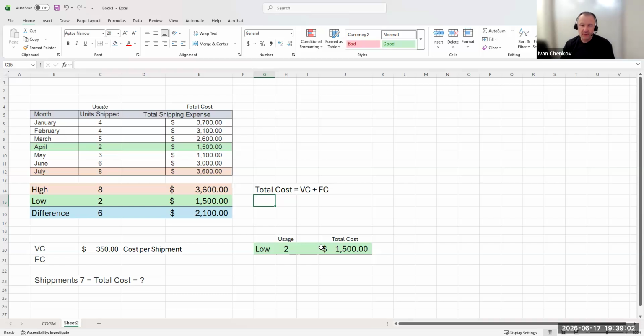What else do I know? I know that the fixed cost in total stays the same. Variable cost in total changes. What drives then the variable cost? Variable cost is driven only and only by the usage. So the more I'm using, the more I have to pay. The less I'm using, the less I have to pay. So in that case, the variable cost will be equal to the number of units times cost per unit.